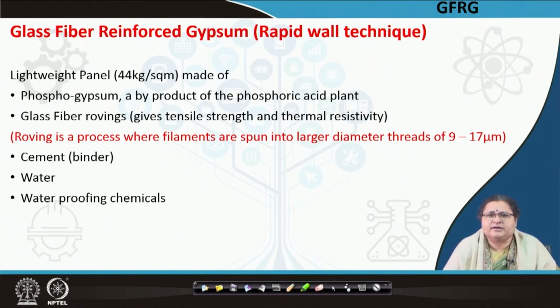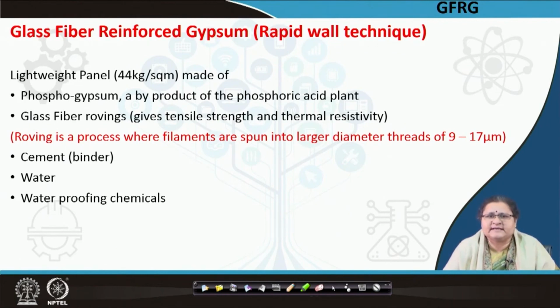But here, if you notice the value highlighted in red, you can see the diameter of the thread is more. That is called roving, a process where filaments are spun in larger diameters of threads. So, you can actually insert these kinds of rovings in gypsum. Even then, they will remain lightweight.